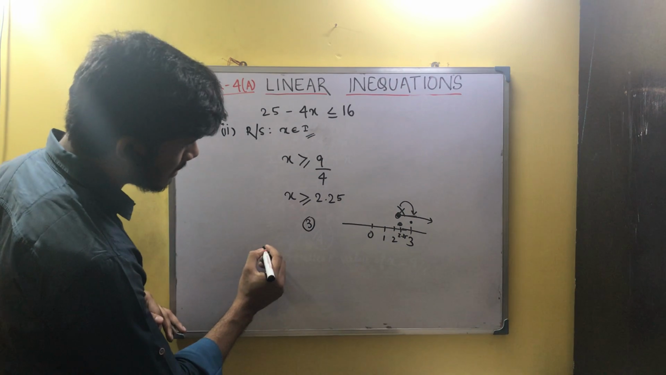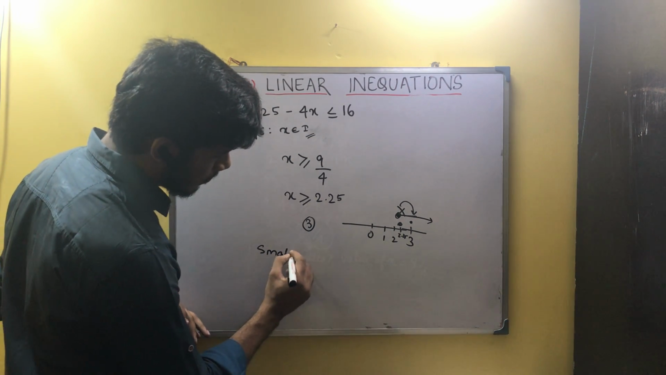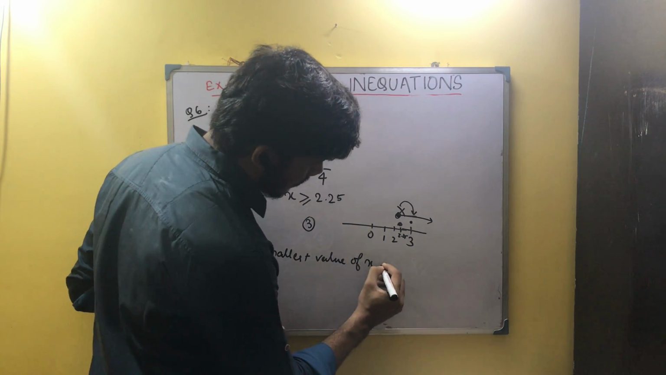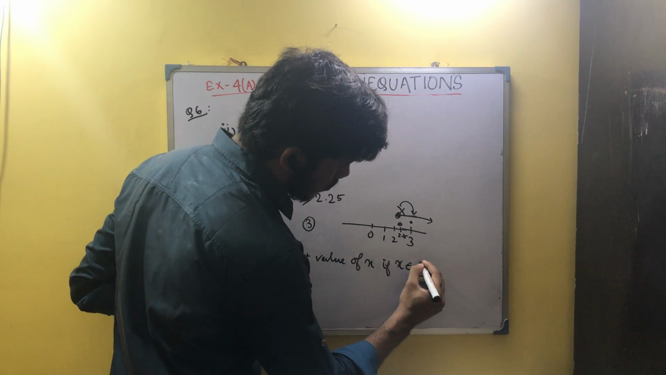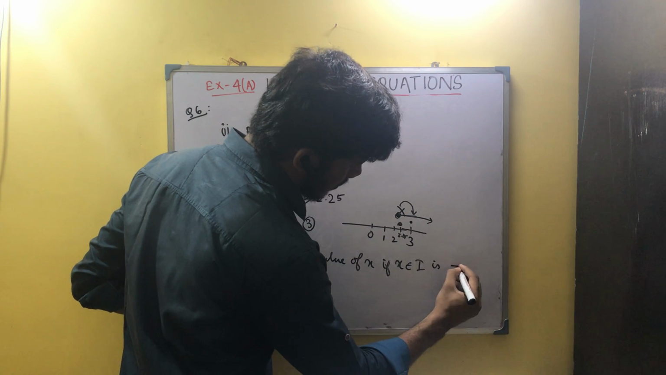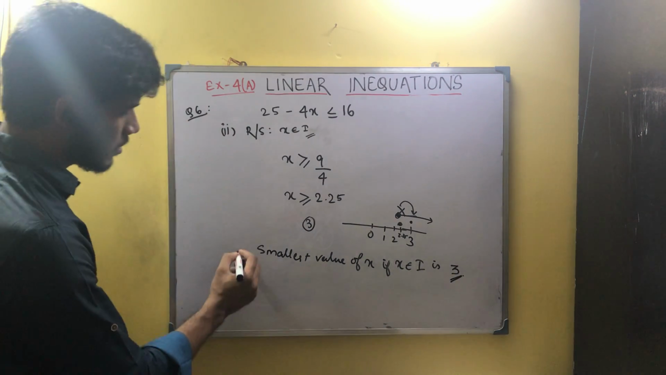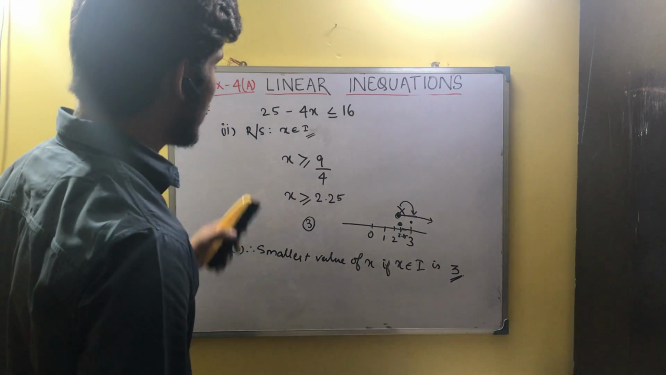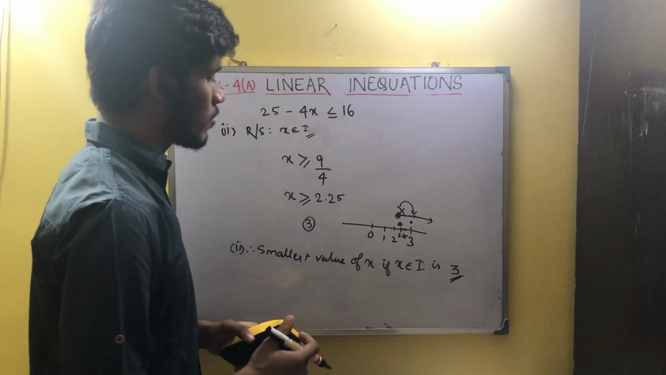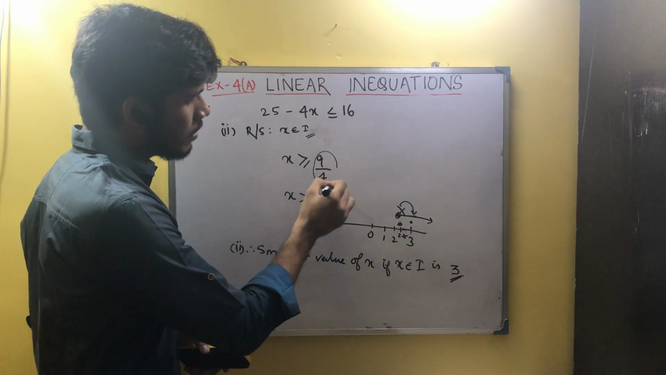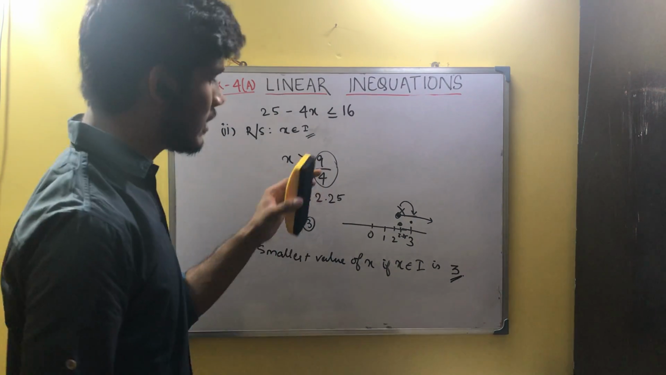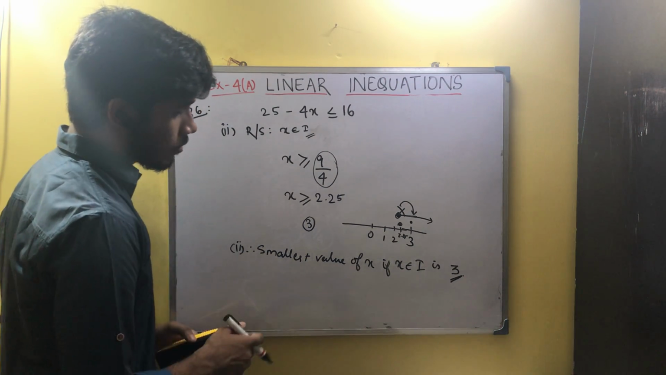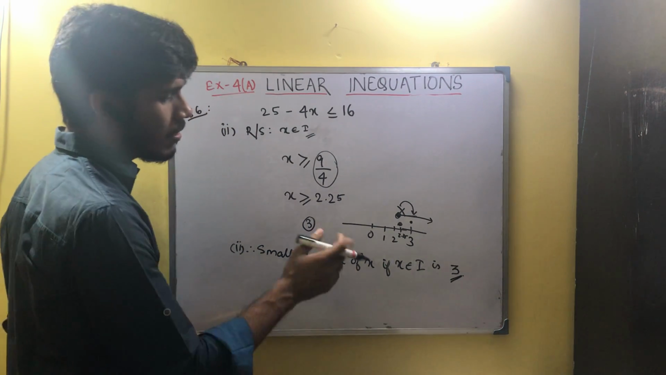So the smallest value of x if x belongs to integer is 3. This will be the answer for the second part. So when x belongs to real numbers, the smallest possible value will be 2.25 or 9/4 itself. And if x belongs to I, then the smallest value of x possible will be 3.